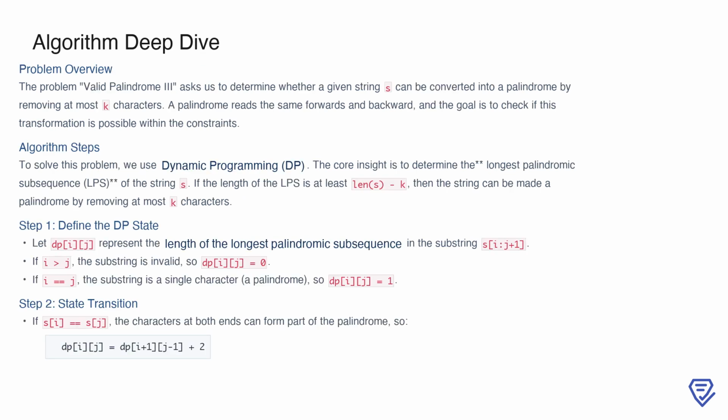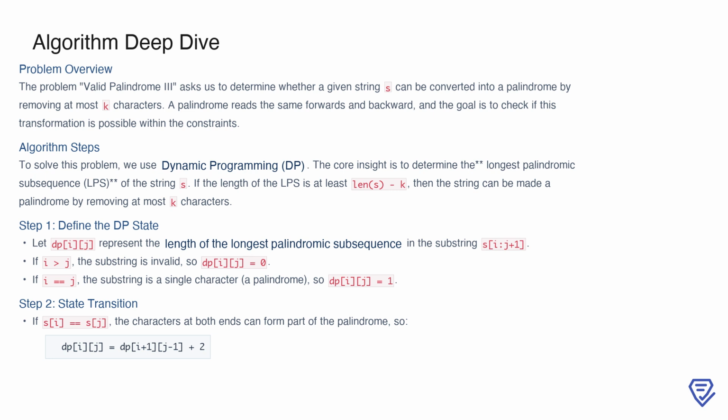The problem Valid Palindrome III revolves around determining if a given string can be transformed into a palindrome by removing at most k characters. A palindrome, as you may recall, reads the same forwards and backwards. To solve this, the key idea is to find the longest palindromic subsequence, or LPS, of the string. Why? Because if the length of the LPS is at least the length of the string minus k, then removing the non-palindromic parts can achieve the transformation.